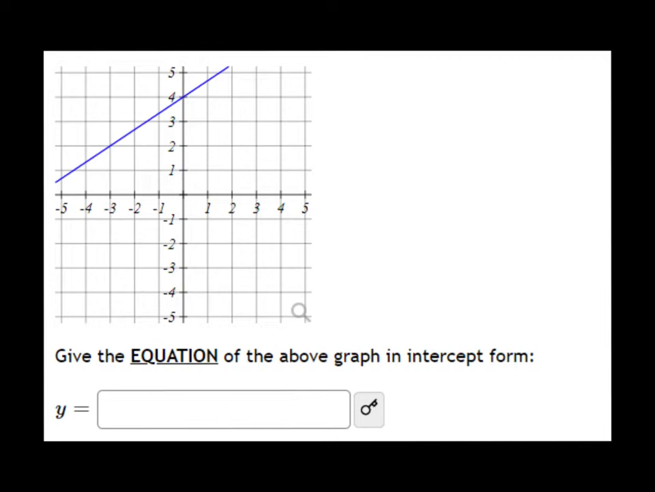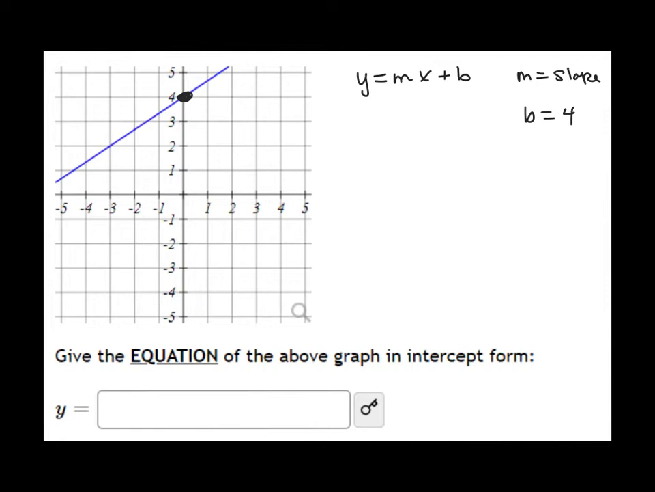All right, so when we're looking at this, we want to write this in y equals form. So we need to write this in terms of y is equal to mx plus b, where m is the slope and b is the y-intercept. So I'm actually going to look at b, the y-intercept first, because my y-intercept is right here, so that means my b is equal to 4.